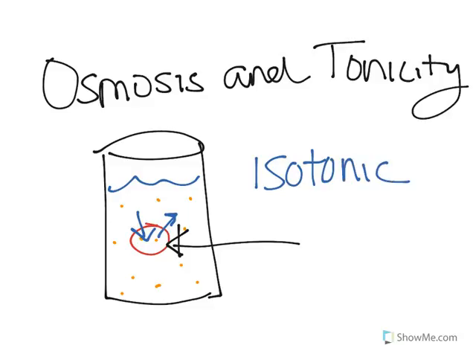Iso meaning same, and tonic representing tonicity. There is the same salt concentration, so water is moving in and out via osmosis at the exact same rate. There are two situations where this isn't occurring, and that's either hypertonic or hypotonic, and we're going to talk about both of those today.